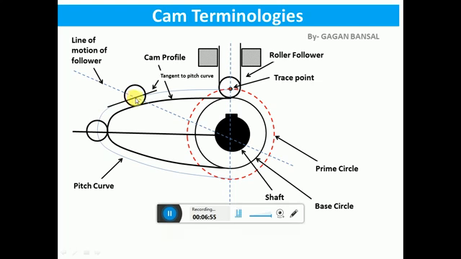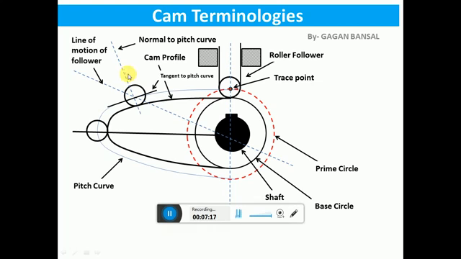Now from this point on the pitch curve we'll draw a normal to the pitch curve. Clear? What we did is we have taken a line of motion of the follower and then we have taken a tangent and we have drawn a normal to the pitch curve.